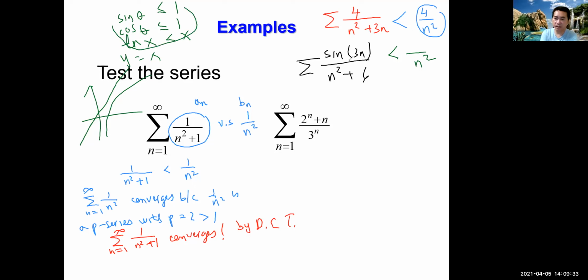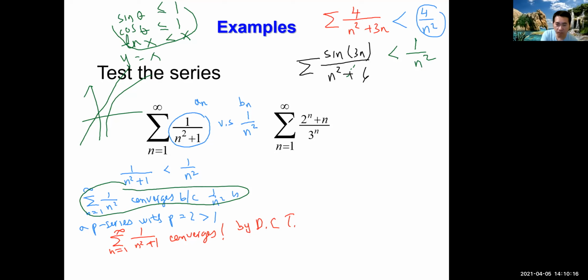For example, right here, I don't care what I have inside, but sine of any quantity, you know that the sine of it is always smaller than 1. Right, so that's smaller than 1. And then from here, we make the same conclusion here. So that converges, because 1 over n squared, p is greater than 1. Because that one converges, then the other series must converge as well, because it has a smaller sum. Okay.